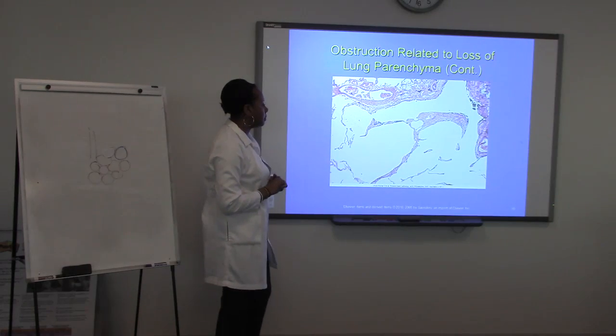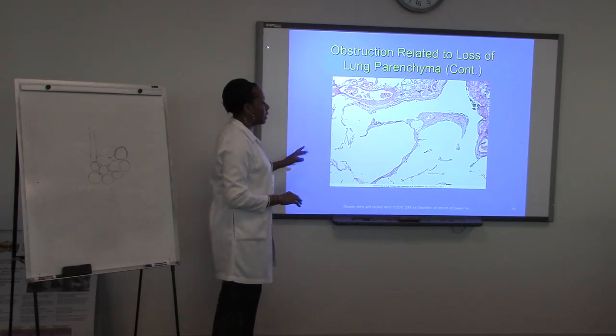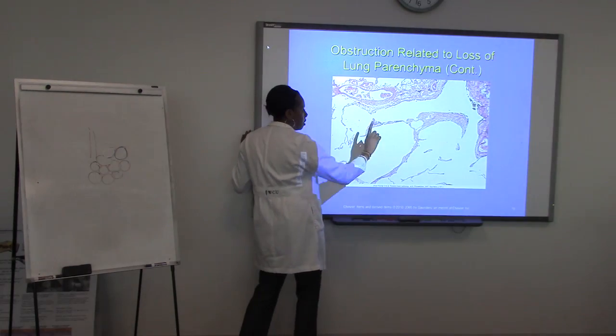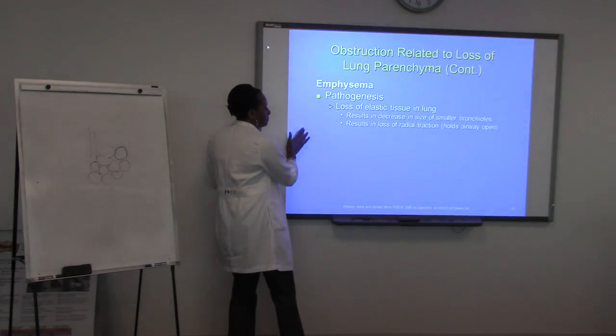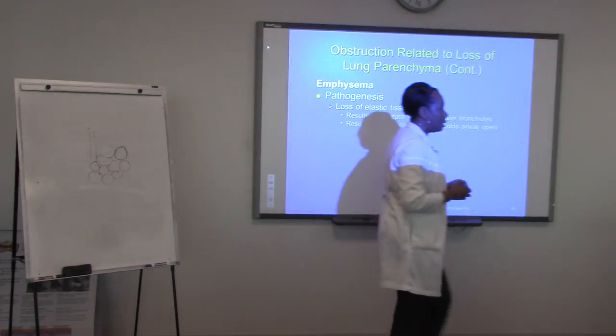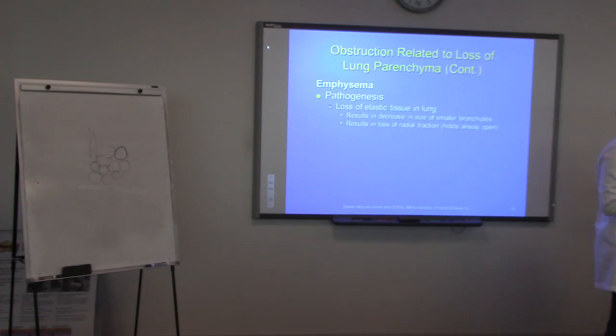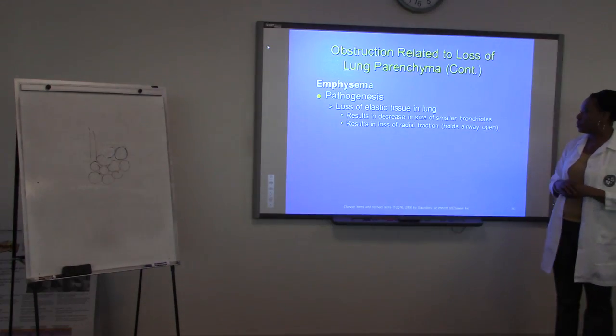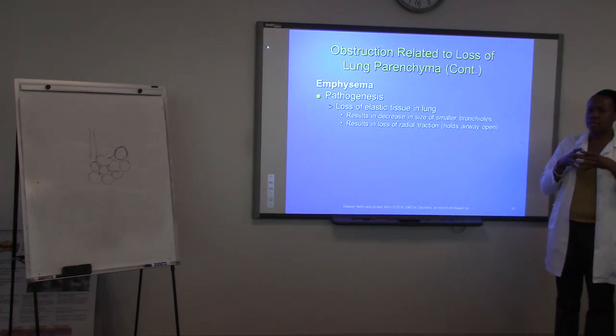So this is a picture, you don't have this one either, so you don't have to worry. This is a picture of the alveoli, and they're just showing you how it's torn apart. These patients also lose elastic tissue in the lung, and this is another thing that causes them not to be able to breathe. They have a decrease in size of smaller bronchioles, and the loss of radial traction.